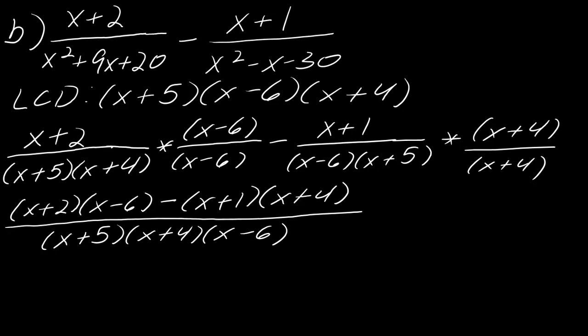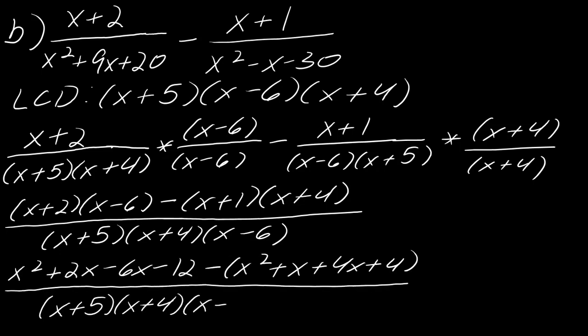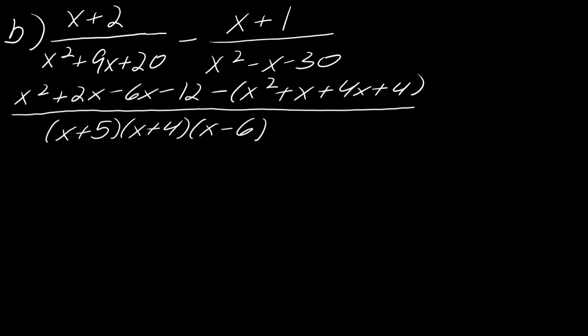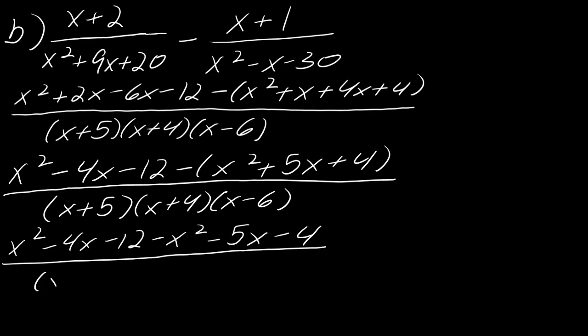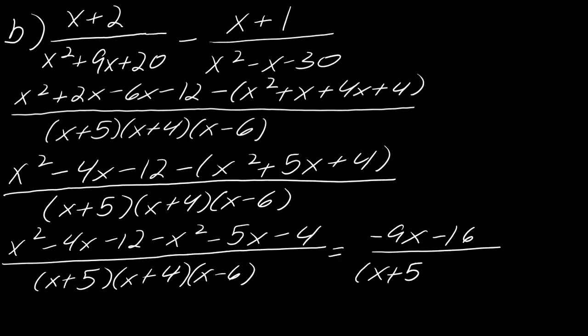Okay, so now you can see I have to do a whole bunch of foiling here. So I'll go ahead and do that. Okay, so let me clear some room so I can keep going with this. And now I'll go ahead and distribute the negative and then collect my like terms. Okay, so there is my final answer, negative 9x minus 16. So that's the final answer.